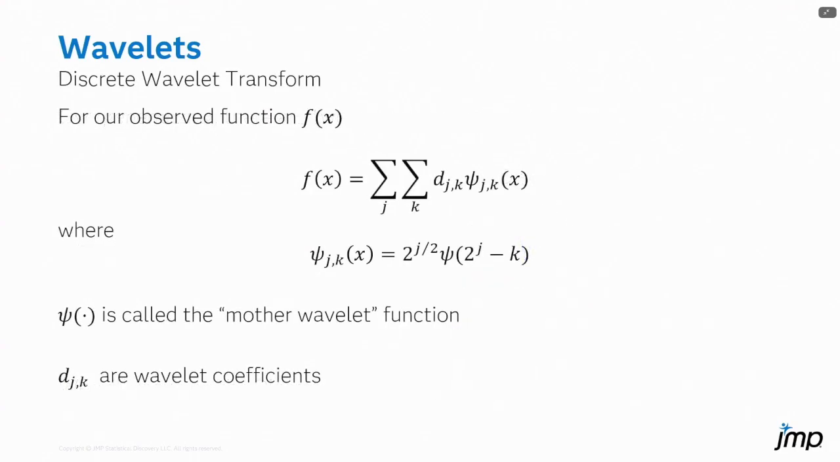Now, if we were to look at the definition of the discrete wavelet transform, you might see something like this. So if f of x is our observed function, think about rows in our data set, we can use this double sum of these d_jk, those are our wavelet coefficients, and those psi_jk, those are our wavelet functions.